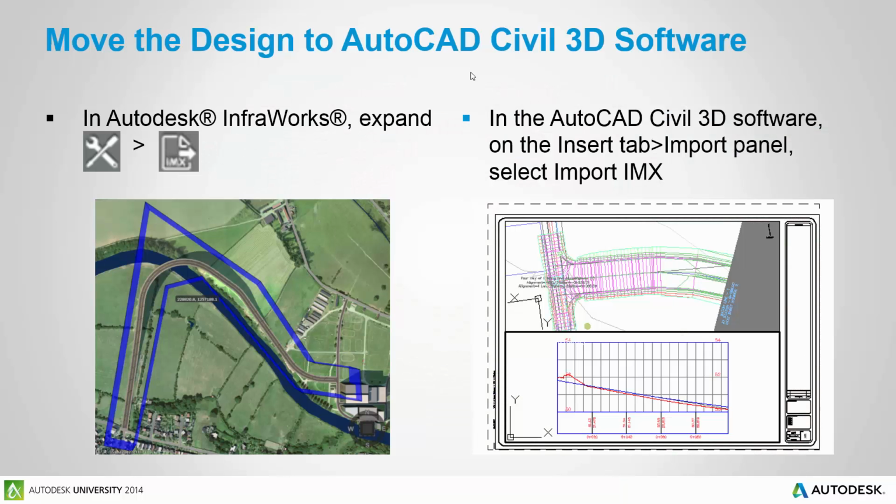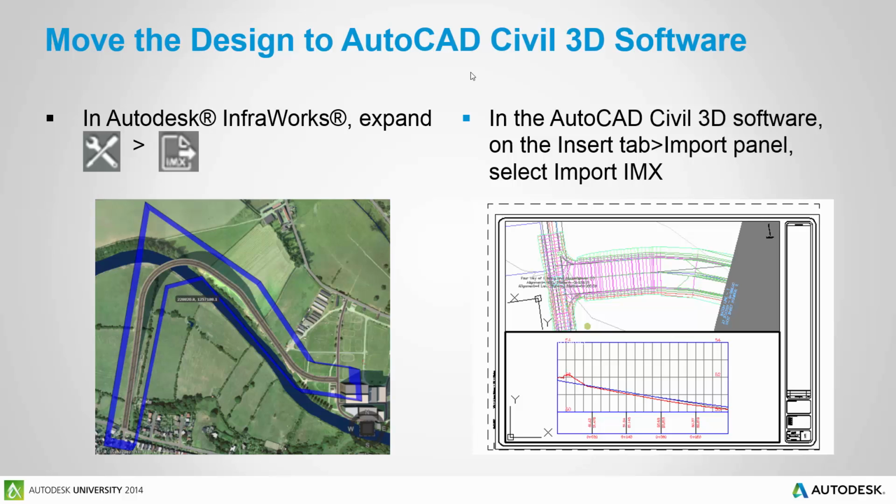When you're ready to take the model from InfraWorks to Civil 3D, you're going to expand the Settings and Utilities icon and select Export IMX. When you're in the Export IMX dialog box, though, I want to caution you on what you take into Civil 3D. If you allow it to take the entire model, it's going to take all of that GIS information that you imported from other sources and take it over into Civil 3D. That's not a bad thing, but it's not a good thing either.